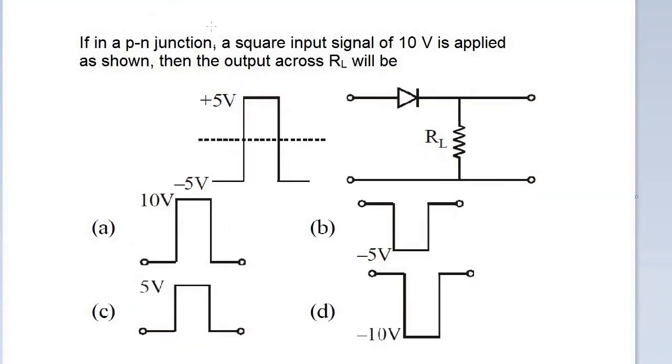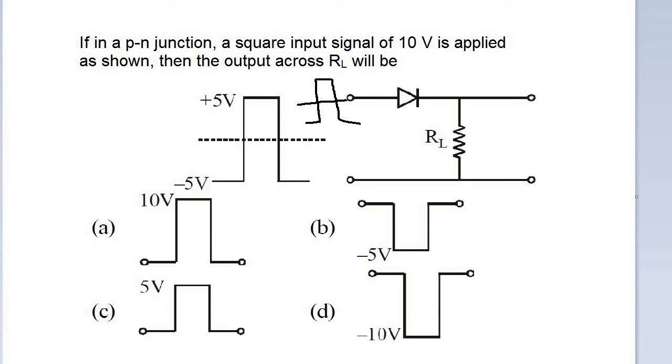We'll check it here. Here we are given the input. Now when this input is applied, I'll just draw it here. It starts from minus 5, goes to 0, and from 0 to plus 5, then it stays around plus 5 for some time, and then comes back to 0 and then minus 5.